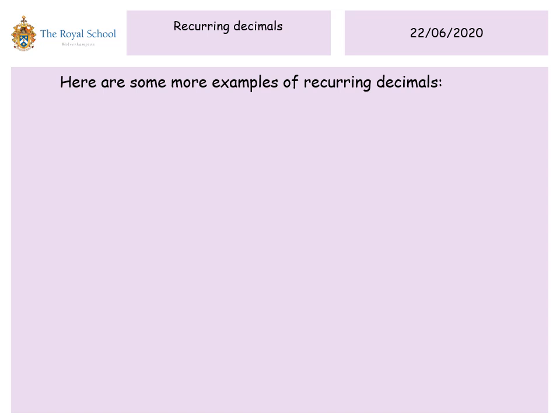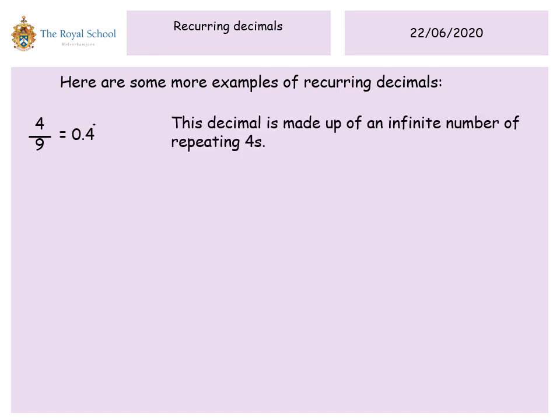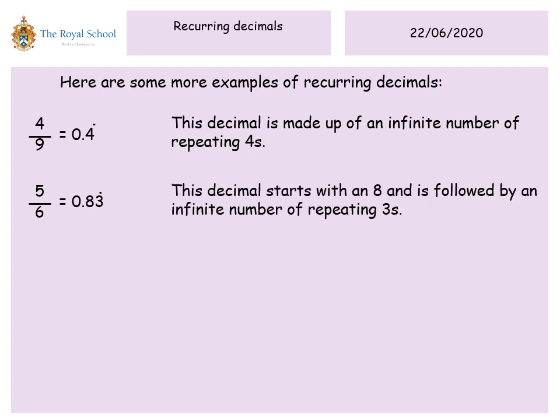There are some more examples of recurring decimals and the notation that we might use. So 4/9 is 0.4 with a dot above the 4, and that shows that the 4 repeats infinitely. Something like 5/6, which is 0.83 with a dot just above the 3, is a slightly different way of showing that notation. This means that only the 3 repeats, so the decimal starts with an 8 and then there's an infinite number of 3's after it.